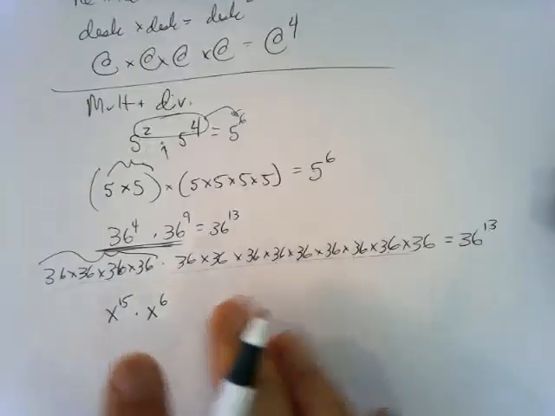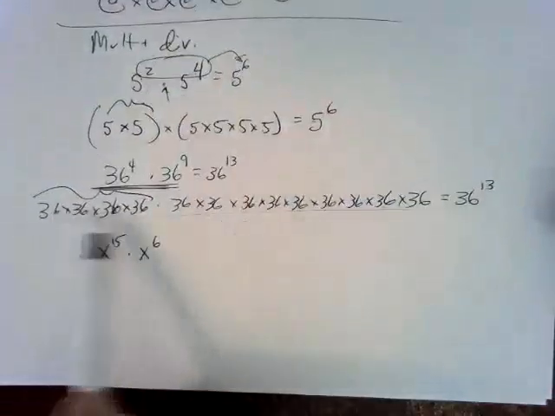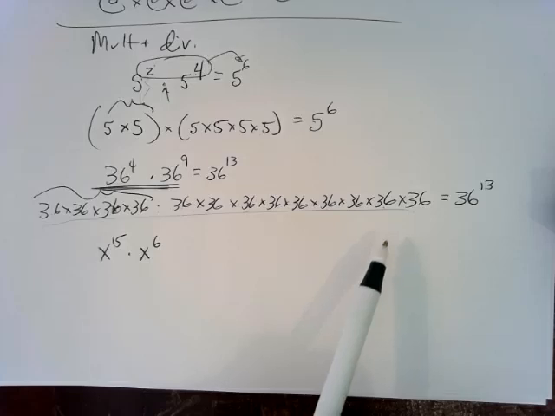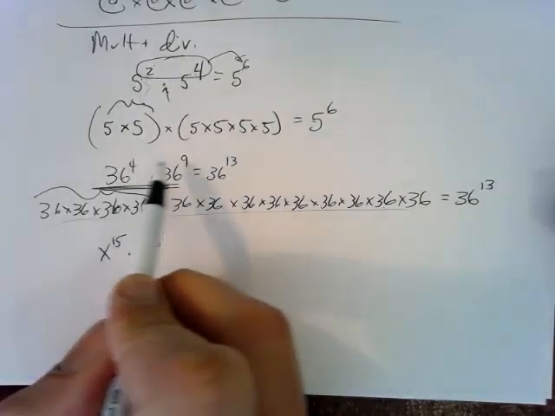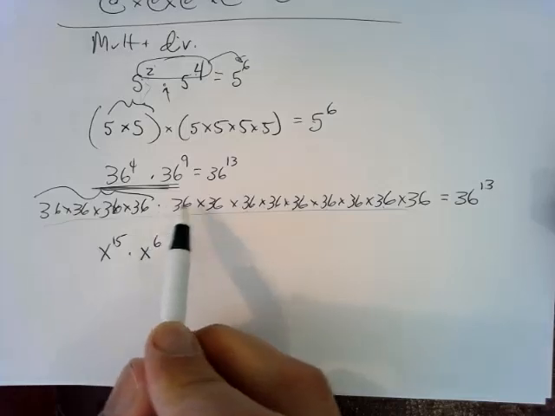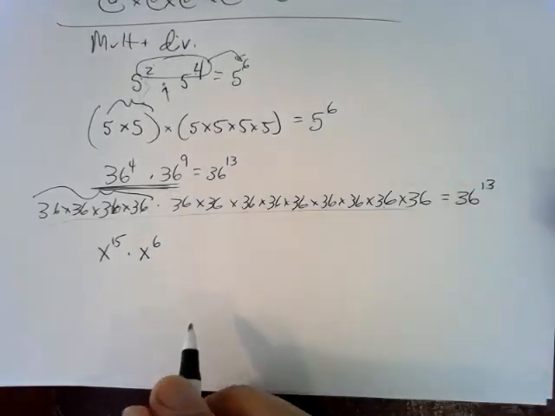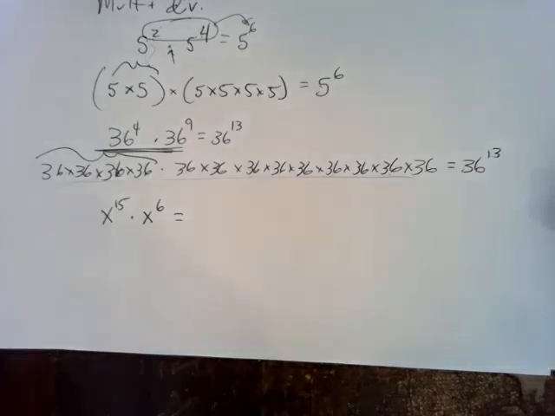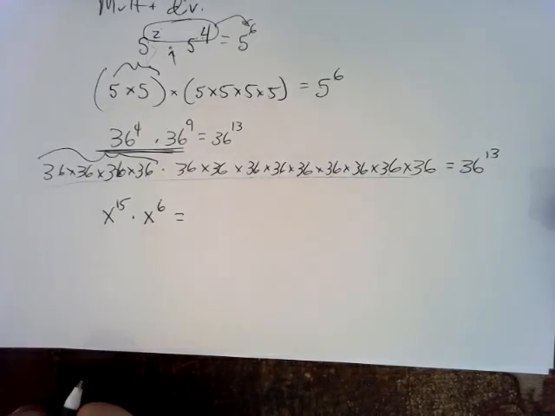in the answer. So here when we had 36 to the 4th times 36 to the 9th, we could count them all and come up with 36 to the 13th. Or we could simply say, well, this is 4 plus 9 because we had 4 of them here and 9 of them there, and they all got multiplied together. So we have 36 to the 13th. So following that logic then, what do you suspect x to the 15th times x to the 6th is?